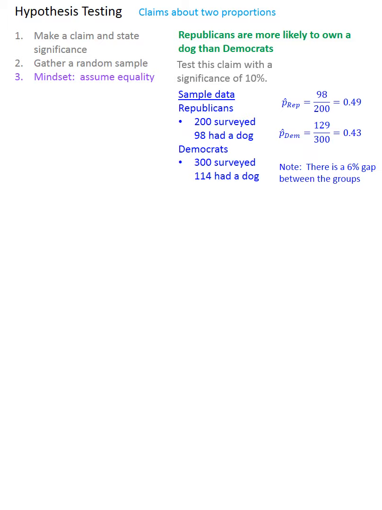And we're starting with step 3, which is assuming a mindset of equality. So in this case, we're going to assume that the population proportions are equal. And if we're going to assume that, then we need to know the percentage of overall people from the two major political parties who own a dog. Because if we're assuming that the population proportions are equal, then we're going to look at this sample as just an anomaly, and we're more interested in the total dog ownership among the two major parties.